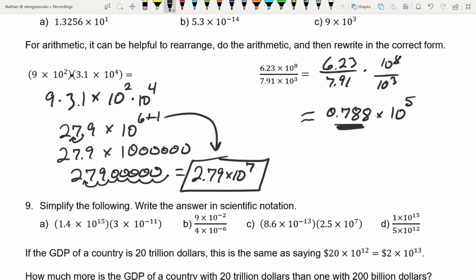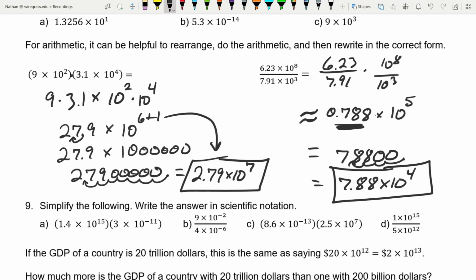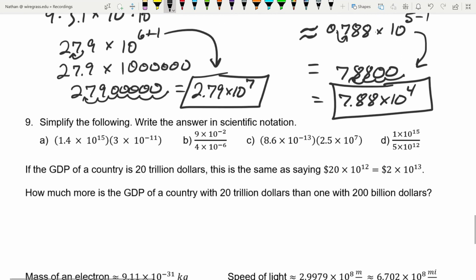Once again, this is not correct scientific notation. So let's go ahead and expand it. That's going to give us 78800. Let's see, 1, 2, 3, 4, 5. Yeah, that was correct. And then go backwards 4 spaces. And that's the correct form. So in this case, we needed to move the decimal point 1 space inward. That's the same thing as subtracting 1 from the exponent. That's how the rule goes. Okay, go ahead and try out these ideas in number 9.